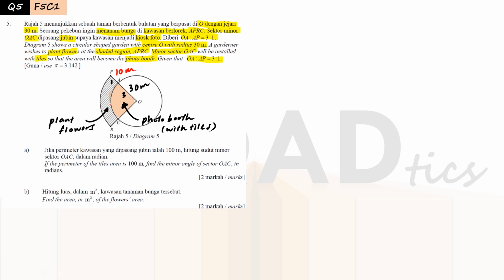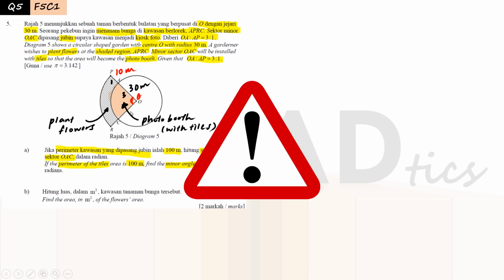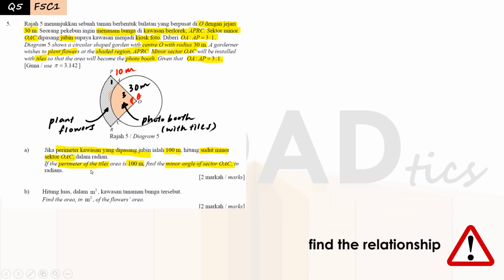In part A, it gives us the perimeter of the tiles area, which is this beige colored area here. We need to find the minor angle of sector OAC, which is here. Let us put it as theta first. So how do we relate the perimeter of the tiles area with the minor angle of sector OAC? Seems like these two things are completely different.